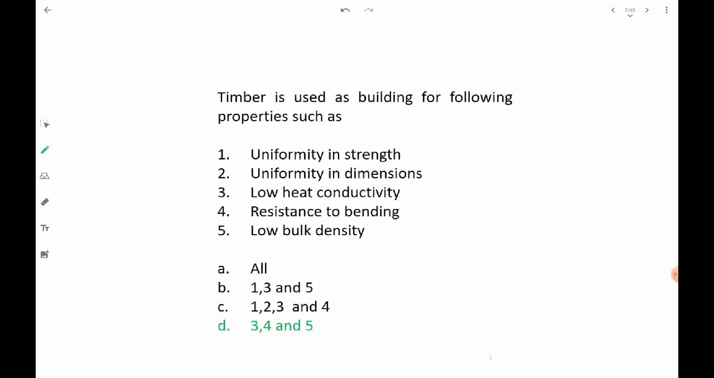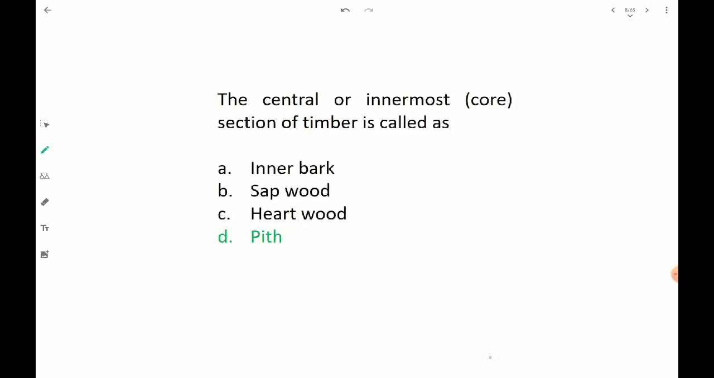Then, timber is used as building material for the following properties such as low heat conductivity, resistance to bending, and low bulk density. Then, the central or innermost section, the core of the timber, is called pith.